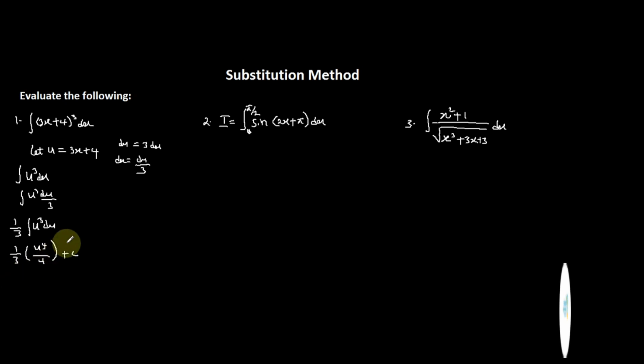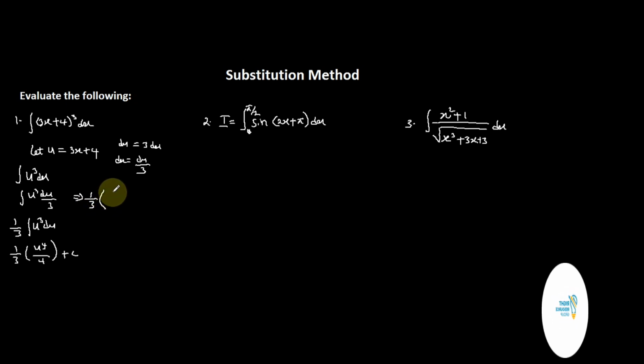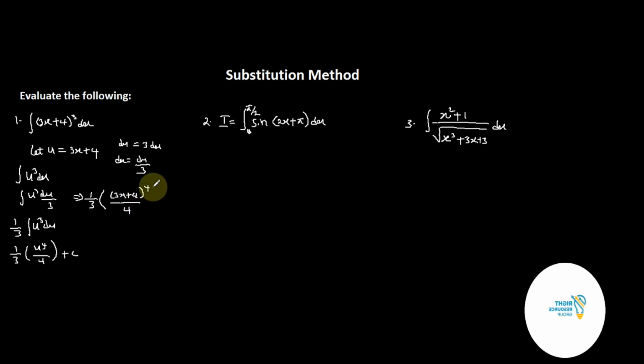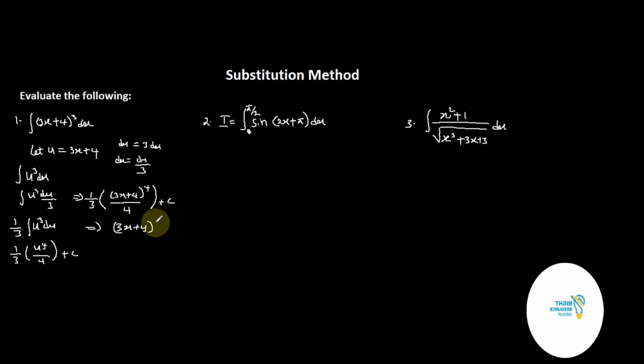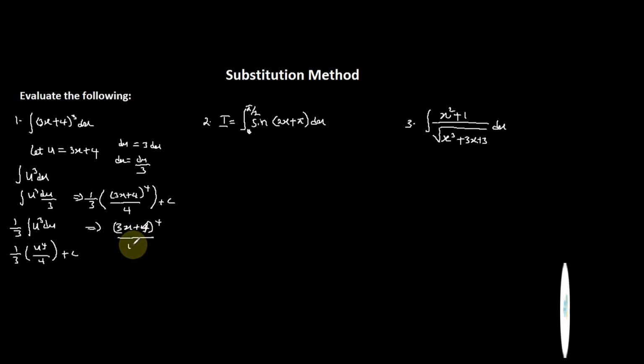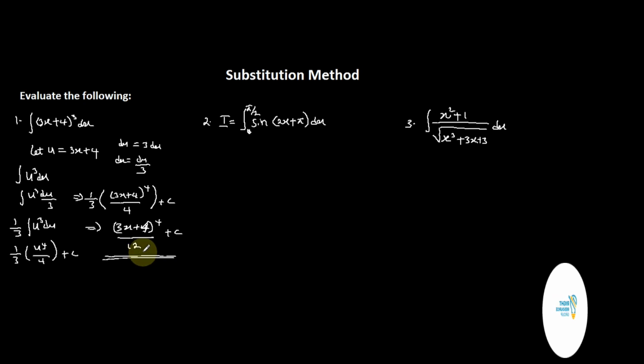And then inputting back our value of u, we are going to have (3x plus 4) raised to the power of 4 divided by 4 plus c, and this generally is going to give us (3x plus 4) all raised to the power of 4 divided by 12 plus c. So this is our integration of that function.